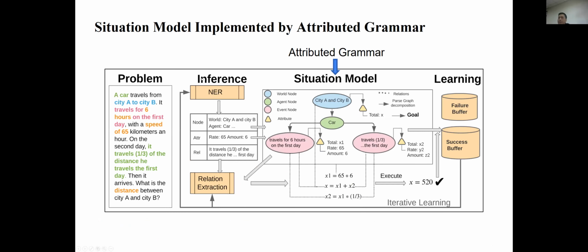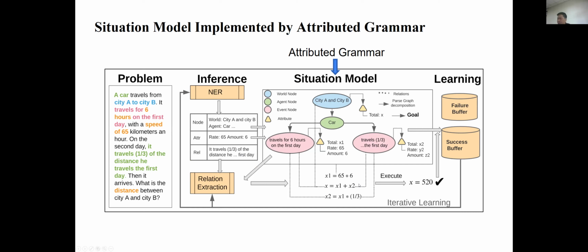I'll give you this example. A car travels from city A to B. It travels for 6 hours on the first day, at a speed of 65 kilometers an hour, and so on. First, you generate some named entities, then generate nodes, and then associate nodes with attributes. For example, you have two cities, and the distance between the cities is an attribute. Then the rate of the car, like speed, and the time it travels. So you generate a simple path graph associated with all these attributes, and you try to figure out the relations.